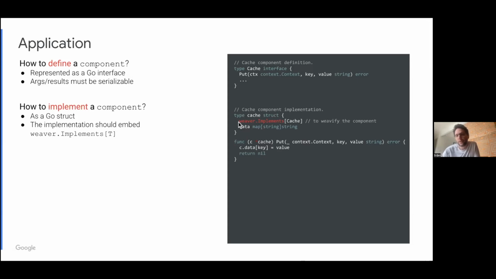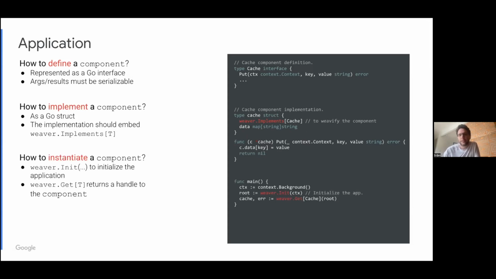We require the user to add this embedding into their implementation to tell us that this is actually a distributed component. And then you would write your main code just like you would in Go, except you have to initialize our framework, and then you can get a handle to cache and so on. If you want to call methods on cache, these methods look just like regular Go method calls. And depending on whether cache is local or remote from the main function, it either becomes a network call or a local method call.